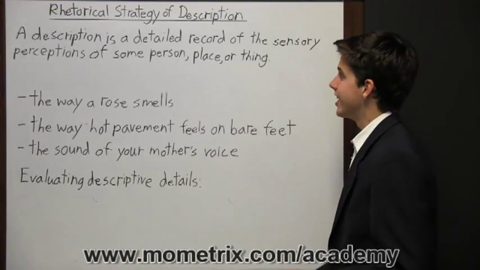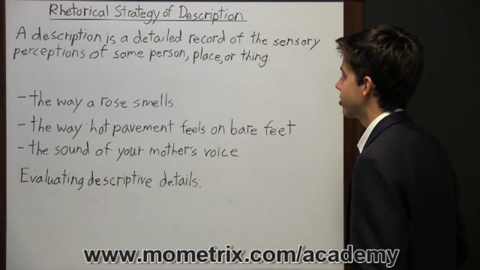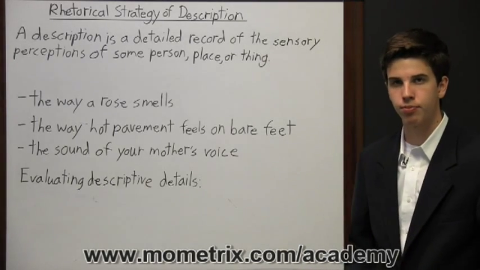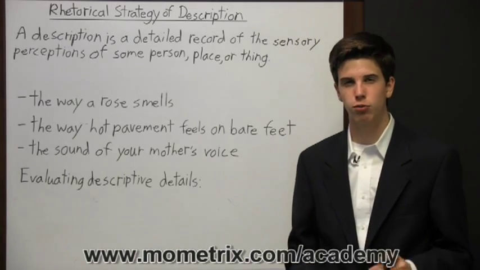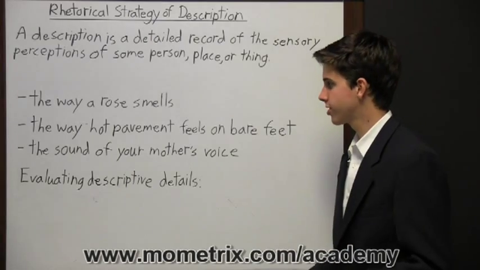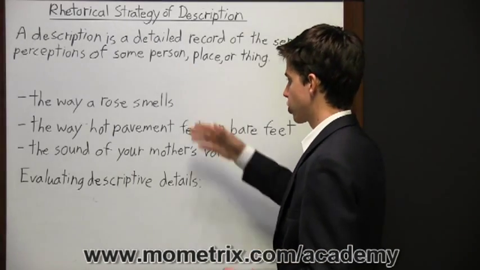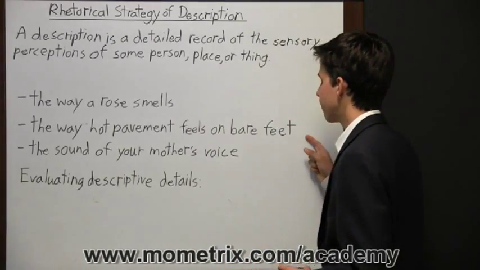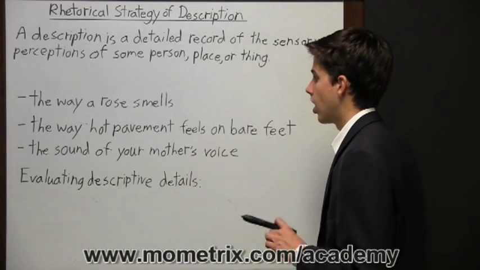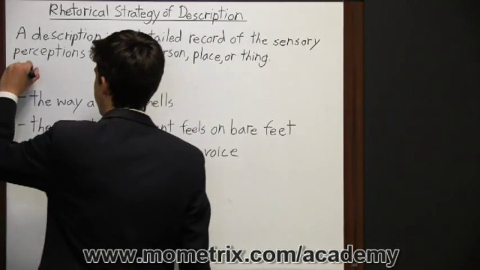A description is a detailed record of the sensory perceptions of some person, place, or thing. In many cases, an author will seek to make a point through their description. So consider if a writer wrote about the way a rose smells, or the way hot pavement feels on bare feet, or the sound of your mother's voice. All of those would be forms of description.